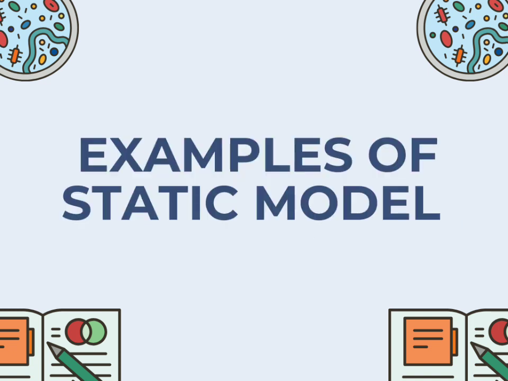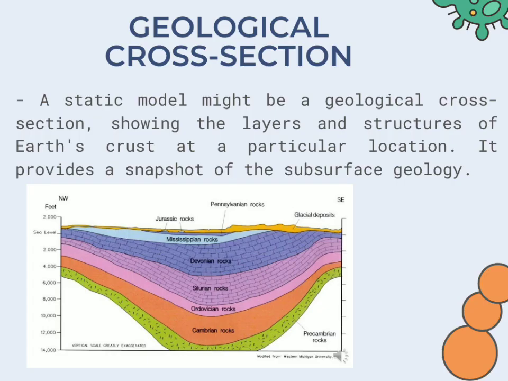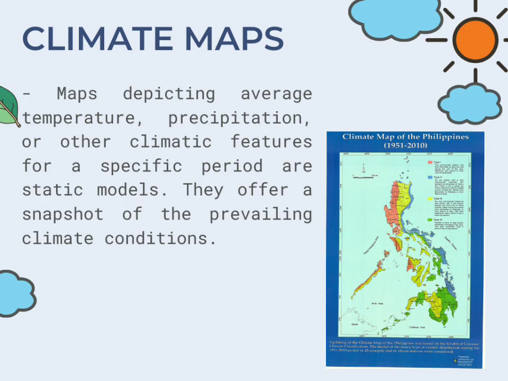I have here different examples of static models. The first example is the geological cross-section. A static model might be a geological cross-section showing the layers and structure of the earth's crust in a particular location. It provides a snapshot of subsurface geology. The next example is climate maps. Maps depicting average temperature, precipitation, or other climate features for a specific period are static models. They offer a snapshot of prevailing climate conditions.